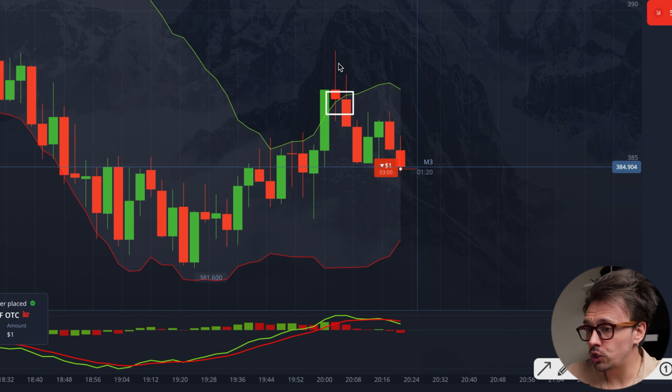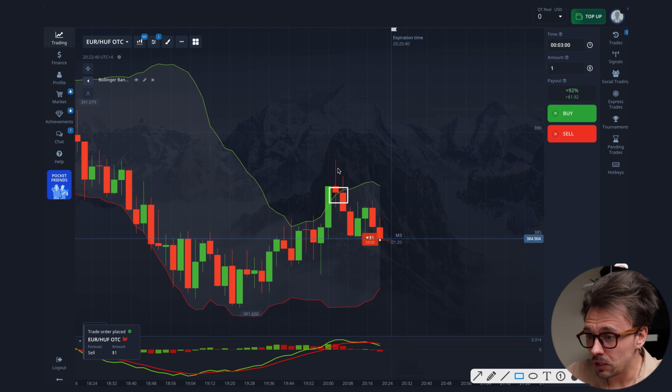Bollinger Bands show volatility and dynamic resistance and support levels. Look at the candle with an upper shadow: it bounced off the upper band and closed inside the channel. That's a classic signal to go lower, with a probable return toward the middle band. First signal.